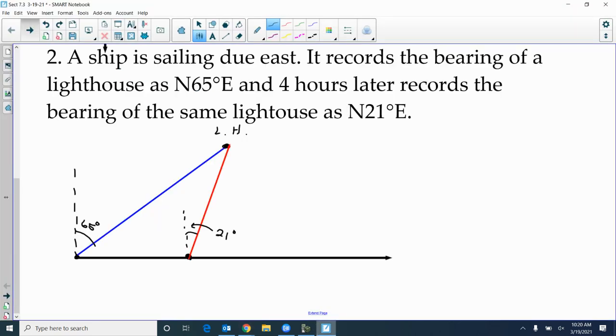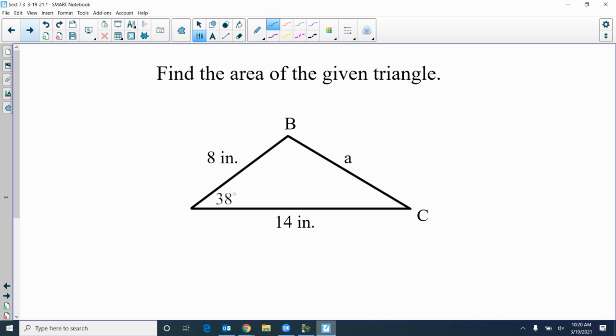I do have guided notes here in 1 minute, but first I want you to find the area of that triangle. Easy cheesy. You just need that last slide.